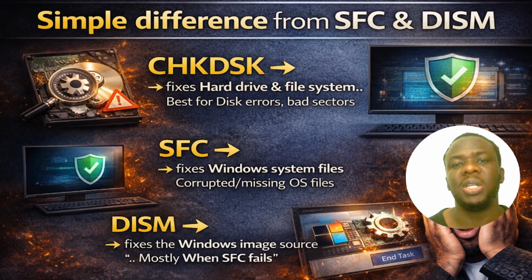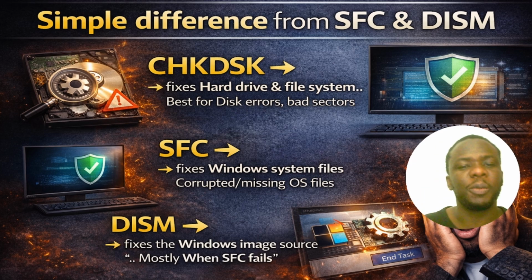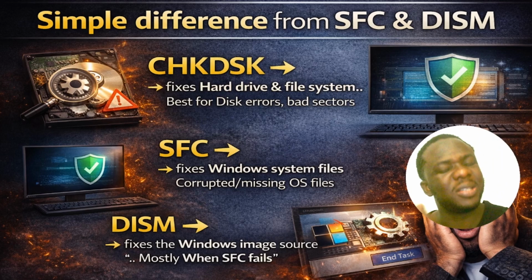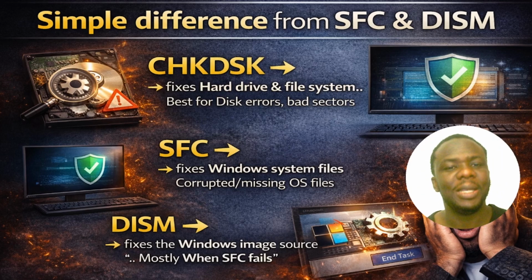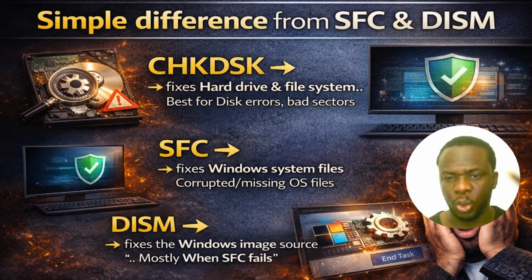Simple. The difference between SFC, DISM and Chkdsk. Number one, Chkdsk fixes your hard drive and file system, best for disk errors and bad sectors, like the way I said before. SFC fixes Windows system files, corrupted or missing operating system files, right? DISM fixes the Windows image source. It goes to the root of the image files and pulls it, repairs it.